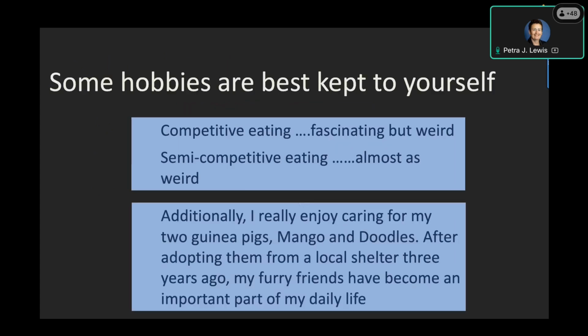And then some hobbies are really best kept to yourself. Competitive eating: fascinating but weird. Semi-competitive eating: super fascinating discussions with this guy, but I'm 100% sure he really wished he had not put that in by the time he discussed his semi-competitive eating. I did like the one at the bottom. How could you not interview somebody who has guinea pigs called Mango and Doodles?